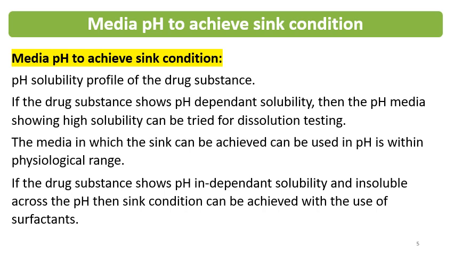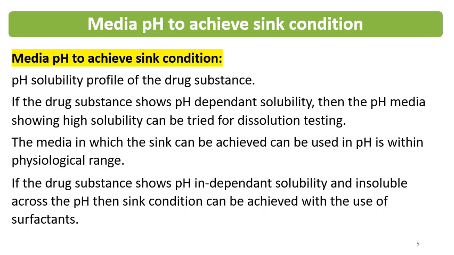If there is no media in which sink is achieved, then other ways are there to achieve the sink condition. The media in which the sink can be achieved can be used in the dissolution test if the pH is within the physiological range. We should not use a pH which is outside the physiological range, like 1.2 pH to 6.8 or 1 pH to 7.5 pH around.